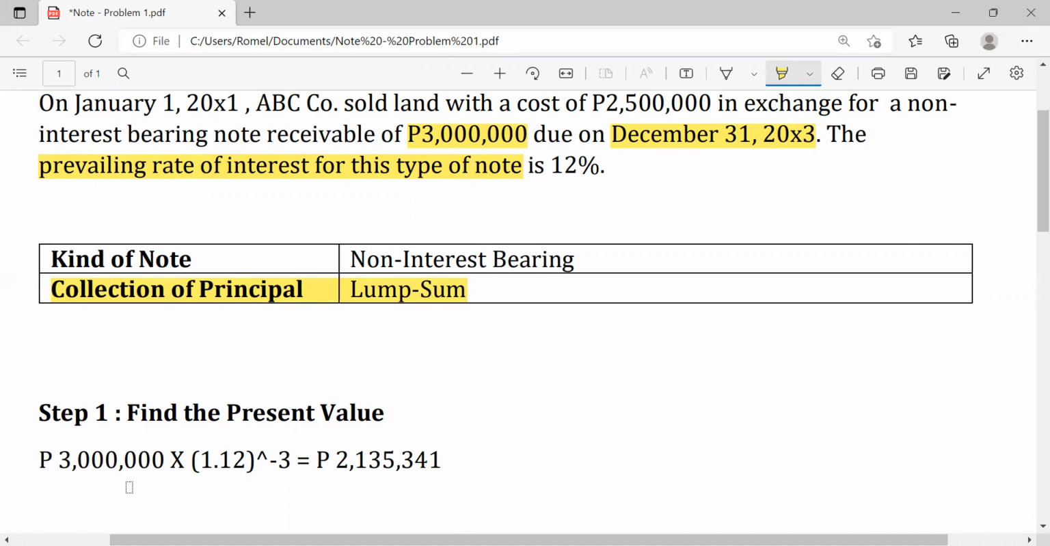So, magkano ba yung note receivable? It's 3 million pesos times 1.12 raised to negative 3, kasi ang gagamitin nating formula dito, PV of 1. So how much is the present value of the note? The present value of the note is 2,135,341. So that is the present value of the note.